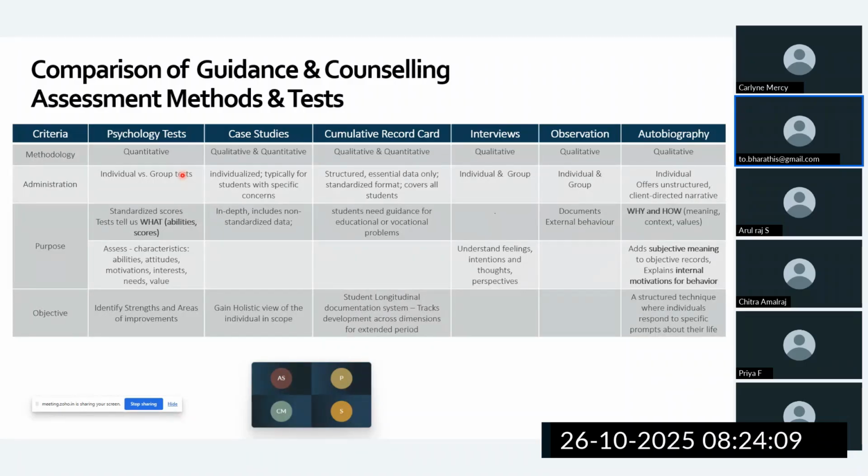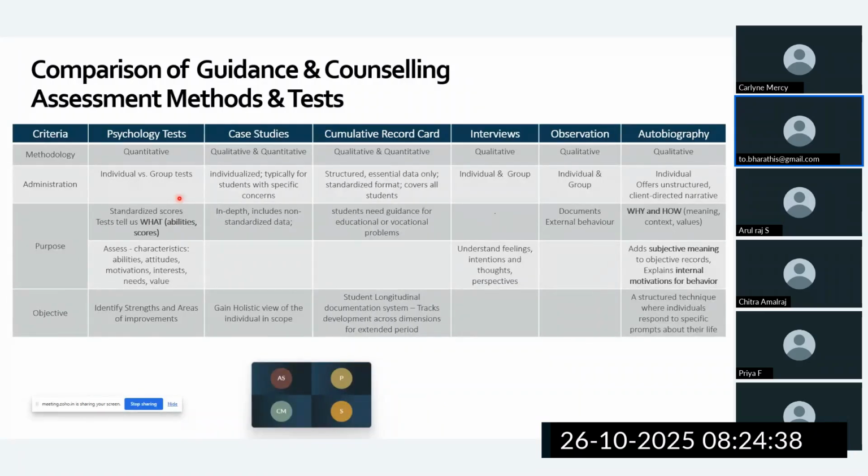Administration, almost everything is individual. Case study, individual and group. Only case studies are individual. You cannot do a case study for a group of people where you compare all the longitudinal details for all the students. Even a cumulative record is for a student, but the counselor may choose to keep it. If the class has 50 students, they may need to do it for 2 or 3 students. So it can cover a particular subset of students.